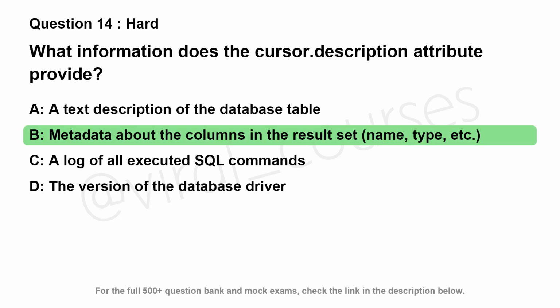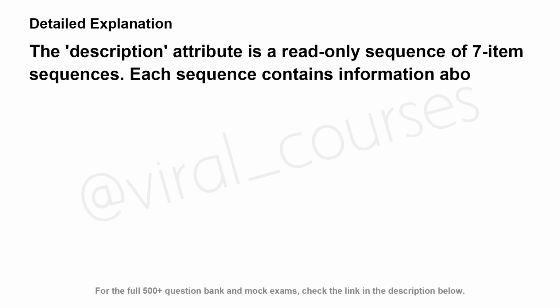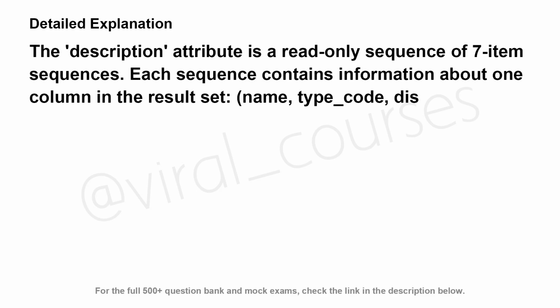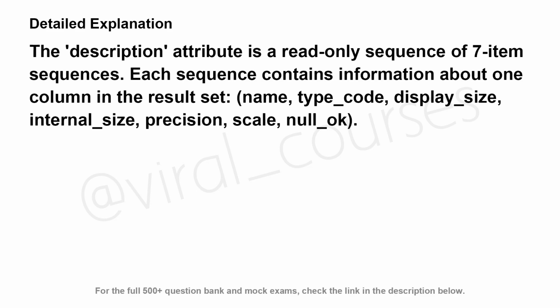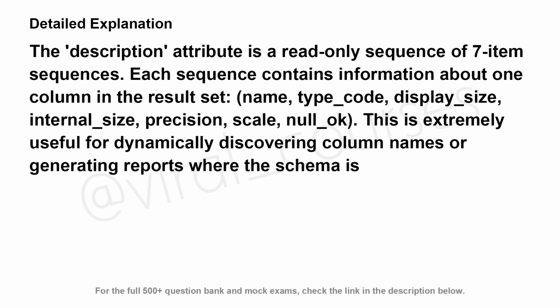The correct answer is B. The description attribute is a read-only sequence of 7-item sequences. Each sequence contains information about one column in the result set: name, type_code, display_size, internal_size, precision, scale, null_ok. This is extremely useful for dynamically discovering column names or generating reports where the schema is not known beforehand.